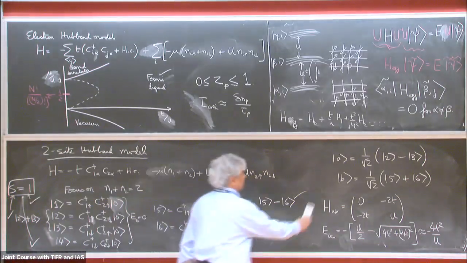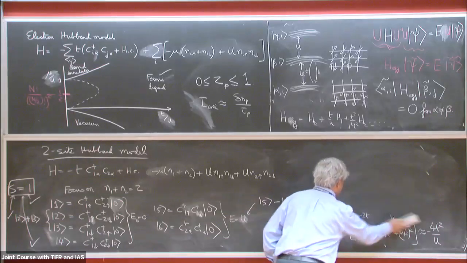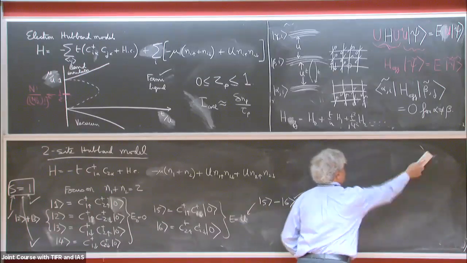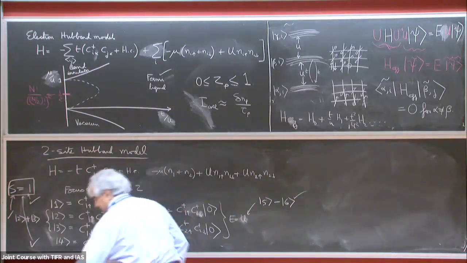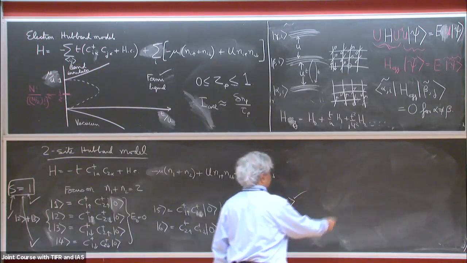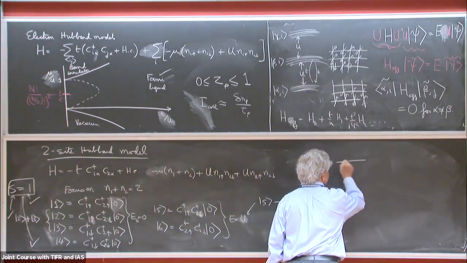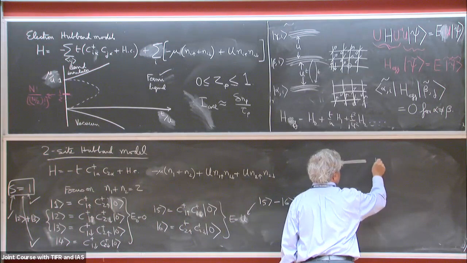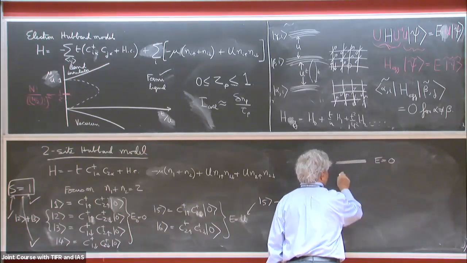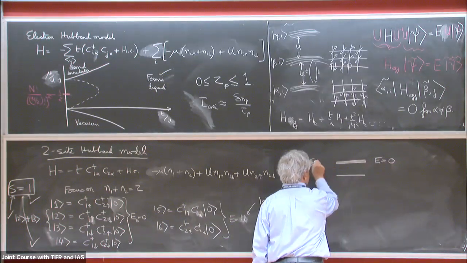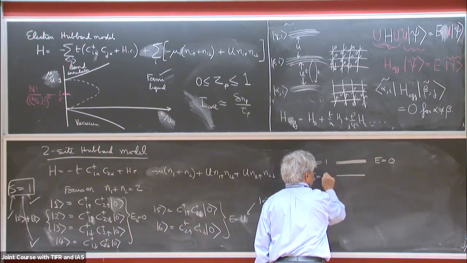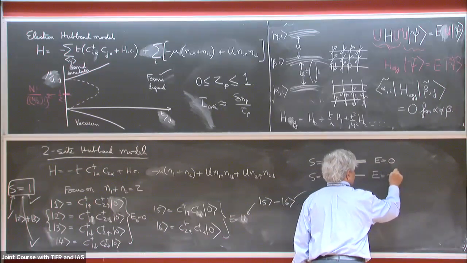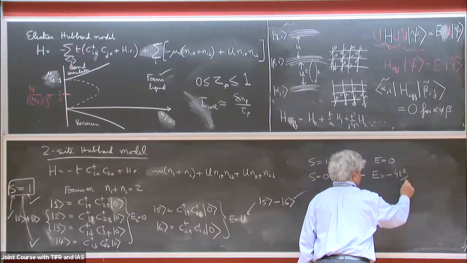So let me just make it here. In the alpha manifold, we have figured out the exact states. And there's a triplet state here with energy E equals 0. And there's a singlet state here. So this is spin 1, this is spin 0, with energy minus 4t squared over u.